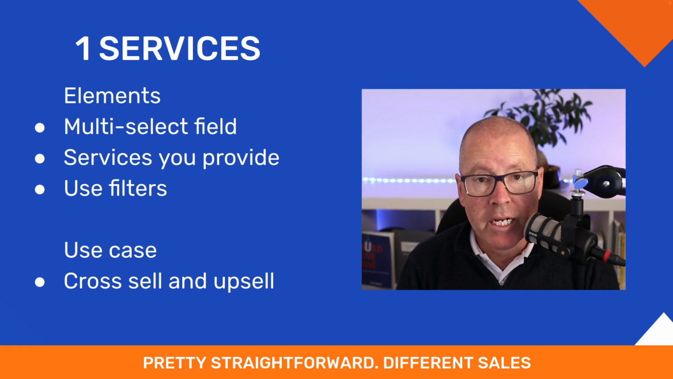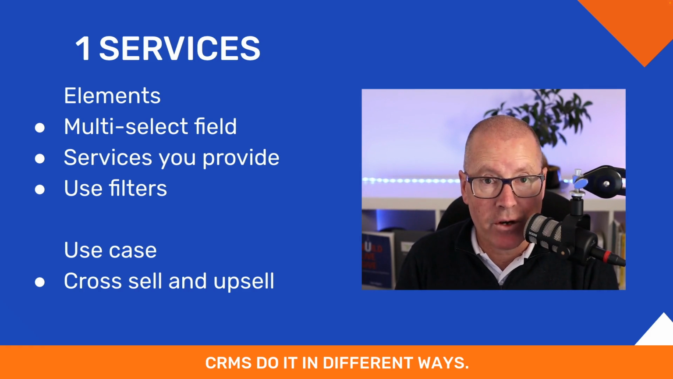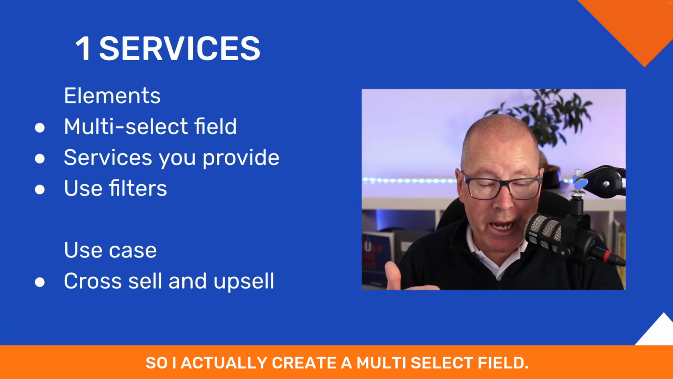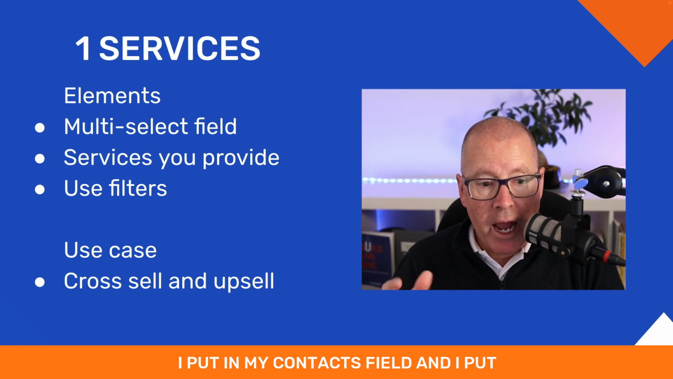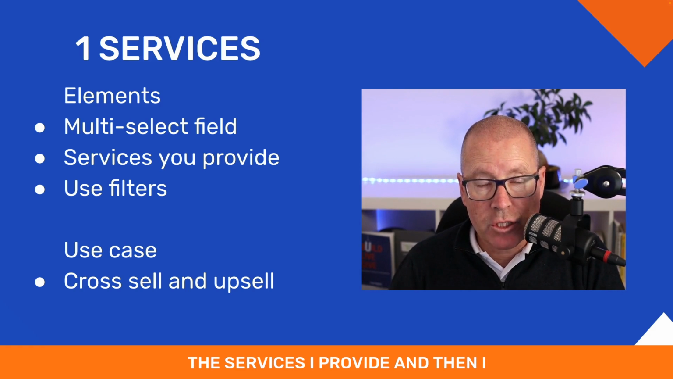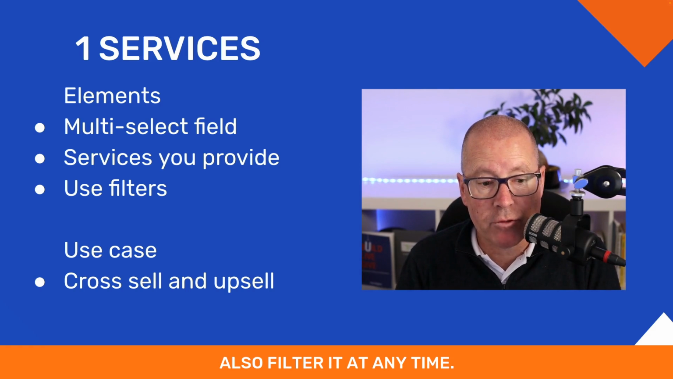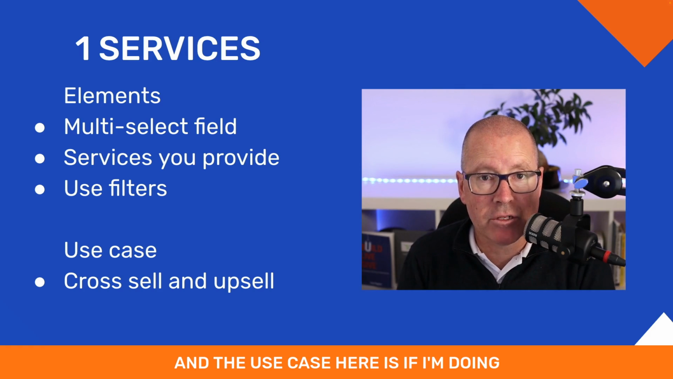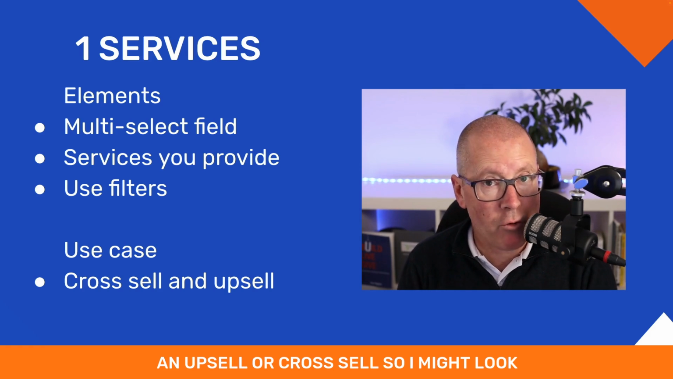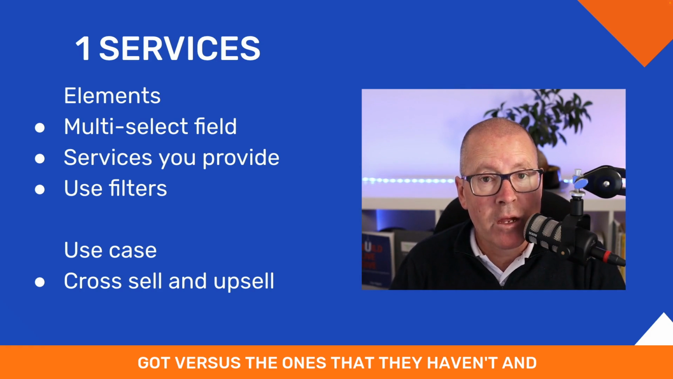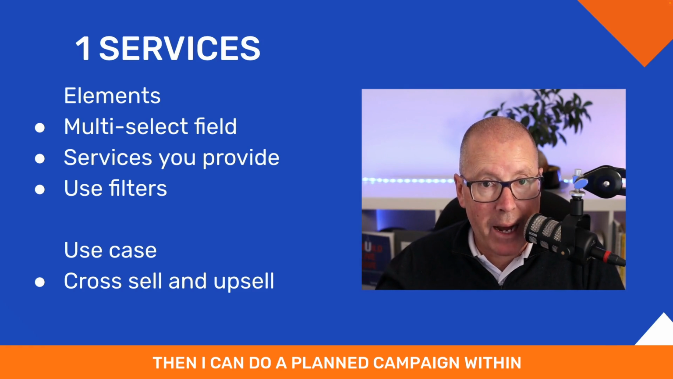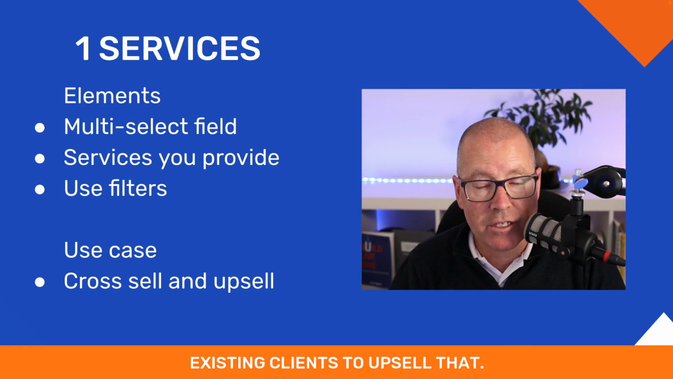Pretty straightforward. Different sales CRMs do it in different ways. So I actually create a multi-select field. I put it in my contacts field, and I put the services I provide, and then I also filter it at any time. And the use case here is if I'm doing an upsell or a cross-sell. So I might look at all of my clients, what services they've got, versus the ones that they haven't, and then I can do a planned campaign within existing clients to upsell that.